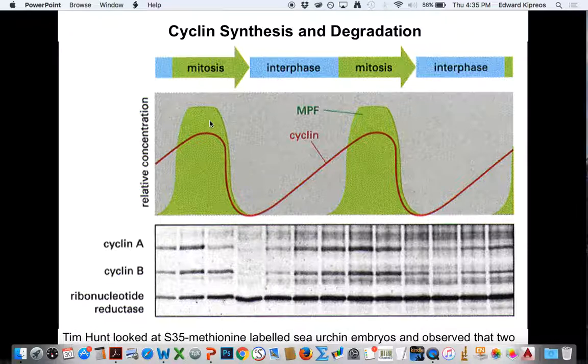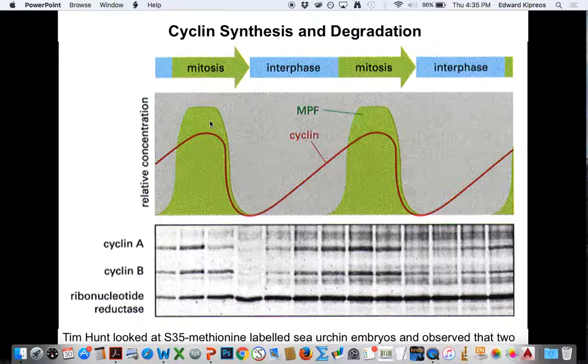Okay, so now they're going through synchronously, and what he sees is that while this one protein, ribonucleotide reductase, keeps increasing with time, he's got other proteins that cycle. So they increase and then they go away. And then they increase and then they go away. And you're losing a little bit of synchrony. That's why it doesn't look so good anymore. But when they go away is when they're going through mitosis.